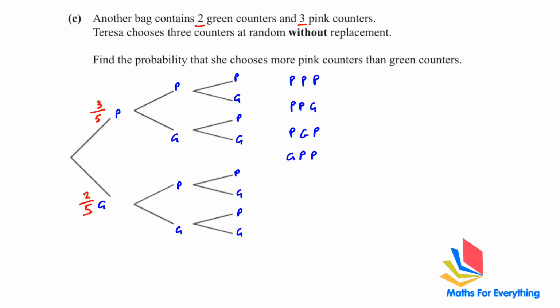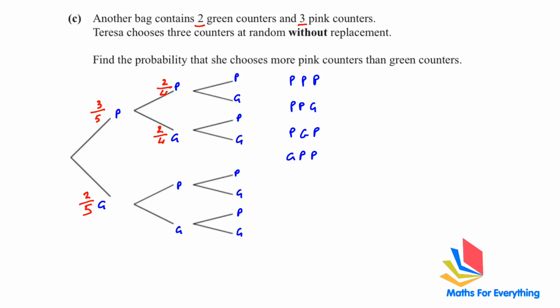If you pick one pink counter, how many pink counters are you left with? 2, correct? And the total number of counters is also going to be less. It is going to be 4. What about the green? You haven't picked up a green here, you have picked up a pink. The green, there are 2 counters, so there are still going to be 2. And the total number will be less.